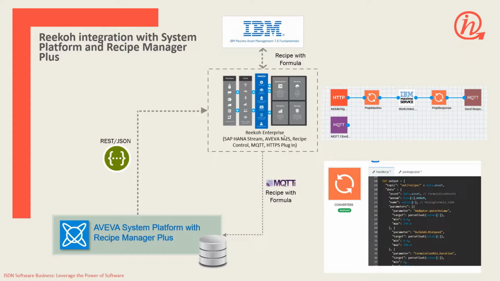Upon receiving this web service call, a pipeline will be activated to process the data from the REST JSON Web Service Plus. Based on the work order, the recipe and the formula will be retrieved from the IBM Maximo Services, and that recipe and formula information will then be passed back to the System Platform Recipe Manager Plus using MQTT. Let's move on to the demo.